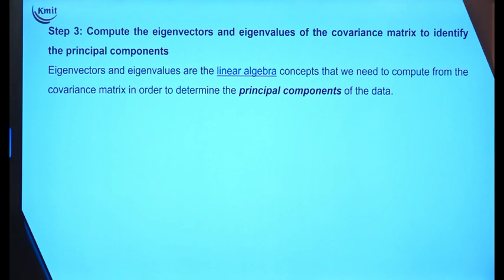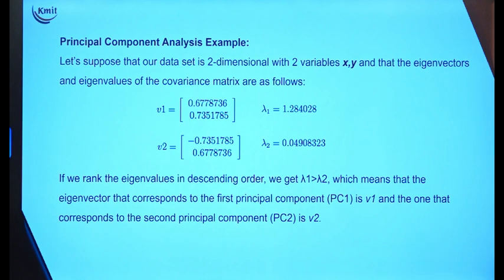As you can see in this example, let us consider two-dimensional data with x and y. Once we calculate the covariance matrix, we calculate the eigenvectors and eigenvalues of the covariance matrix, and we generate the lambda values. If we rank the eigenvalues in descending order, you can see that lambda 1 is greater than lambda 2, which means that the eigenvector that corresponds to the first principal component PC1 is V1, and the one that corresponds to the second principal component PC2 is V2.